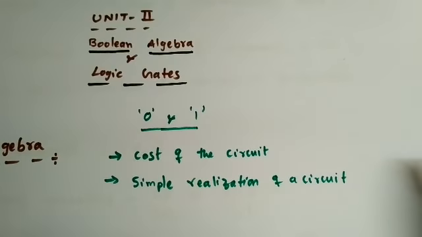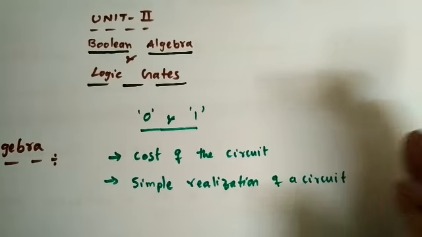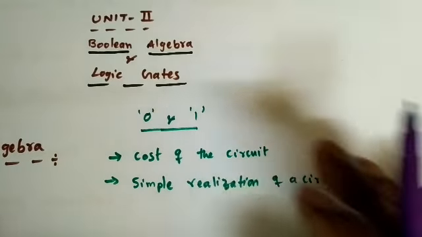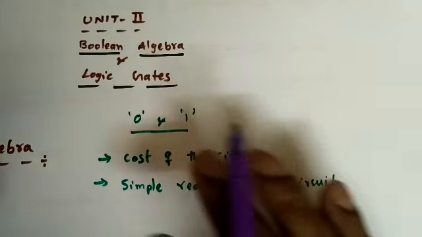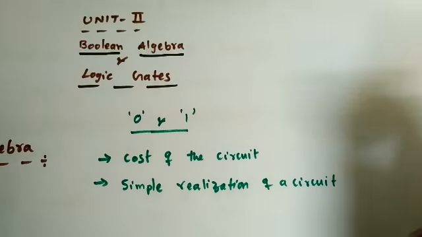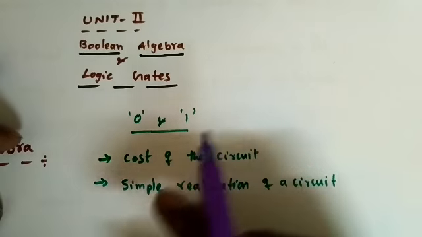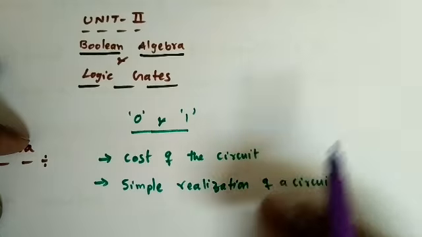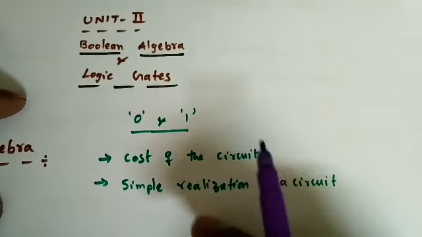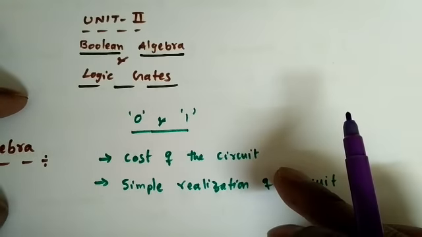Now, when we design different types of digital circuits, what the designer will try to see is the cost of that circuit. It may be a bigger circuit or a smaller circuit, but always we try to see the cost of the circuit. Who decides the cost? The number of components or number of gates present in the circuit.